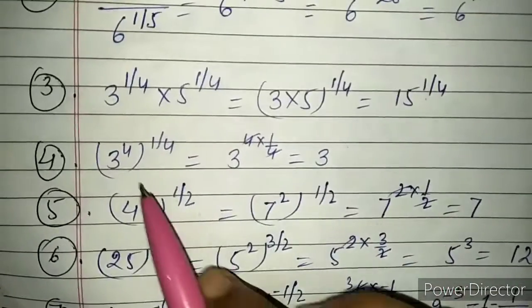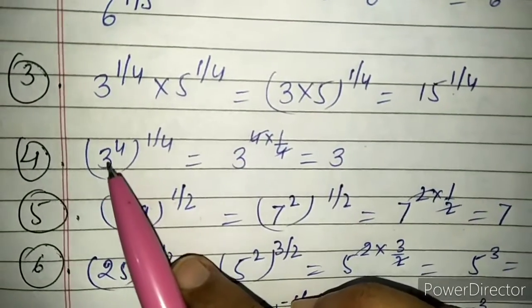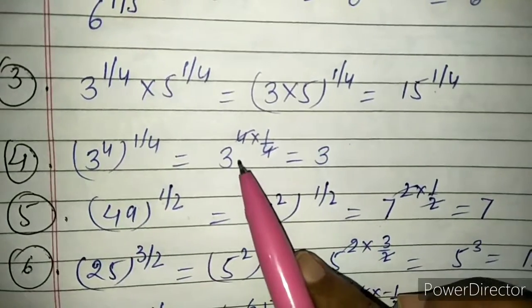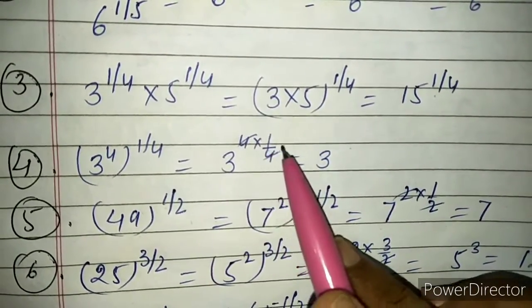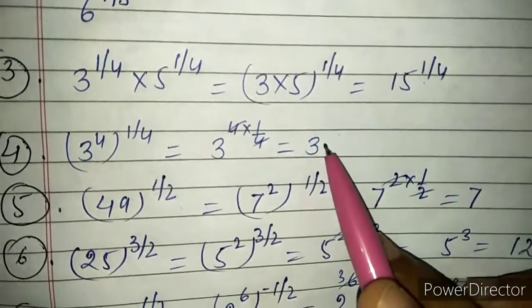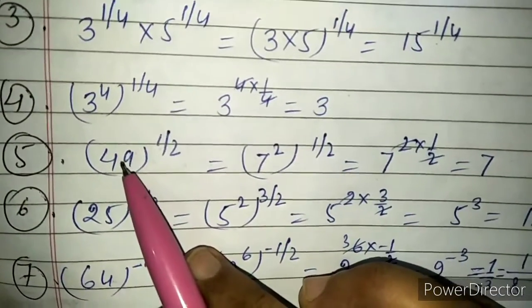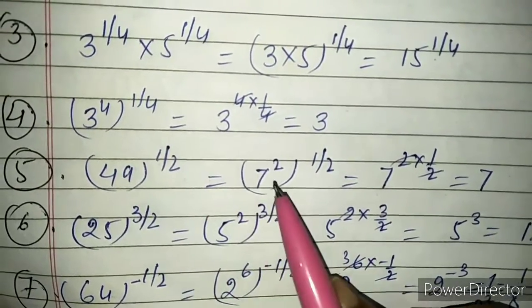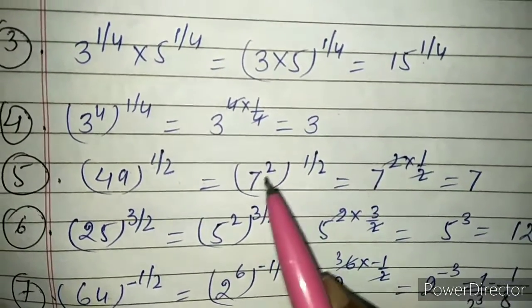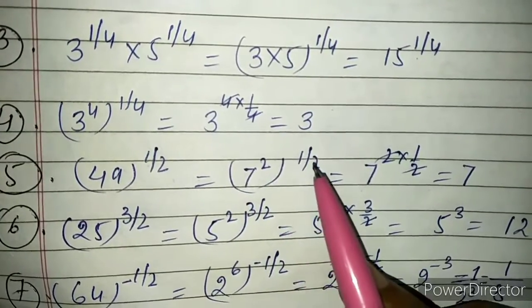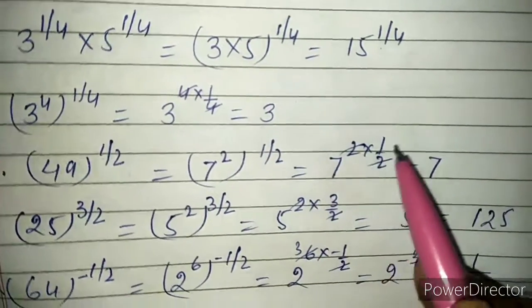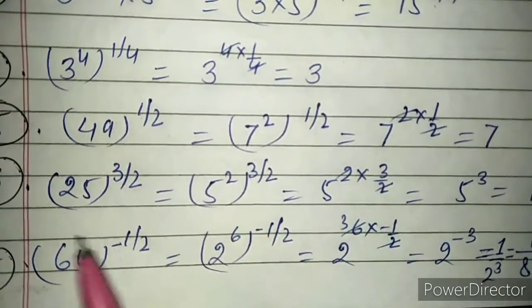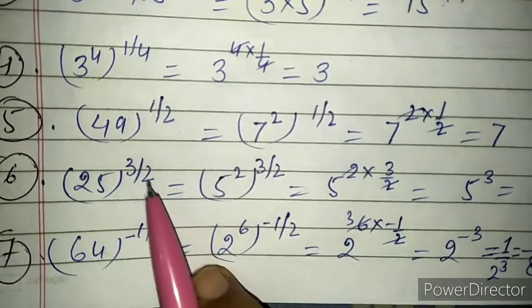Next question, 3 to the power 4 to the power 1 upon 4, so the powers will get multiplied. So 3 to the power 4 into 1 upon 4, the 4s cancel, it will be 3 to the power 1, which is 3. In this case, 49 to the power 1 upon 2. Now 49 can be written in the form of an exponent as 7 square, or 7 into 7. 7 square to the power 1 upon 2, so the powers will get multiplied, 2 into 1 upon 2, the 2s cancel, it will be 7.